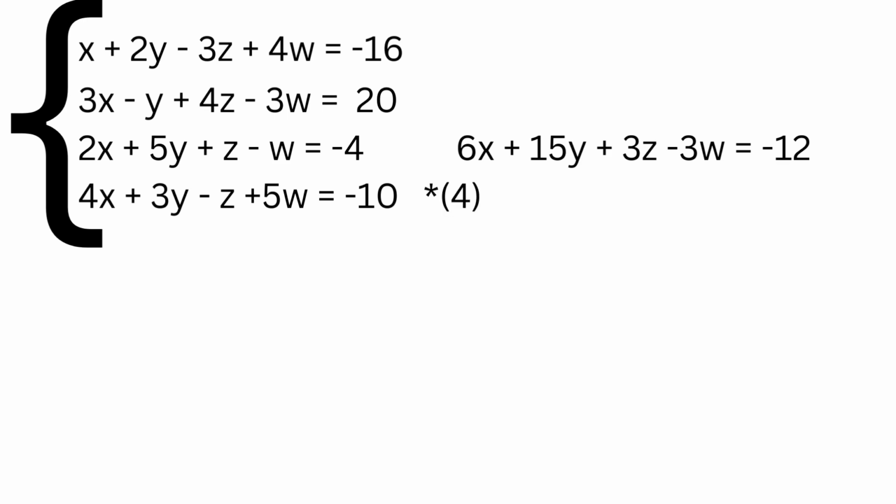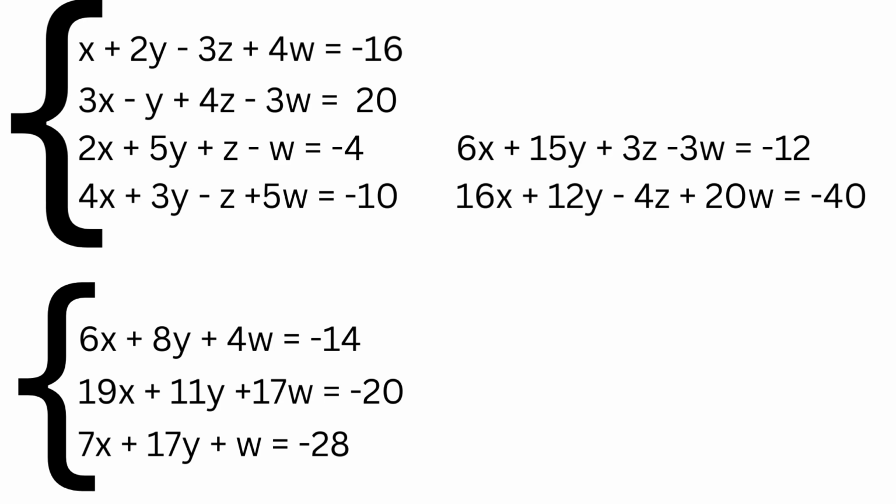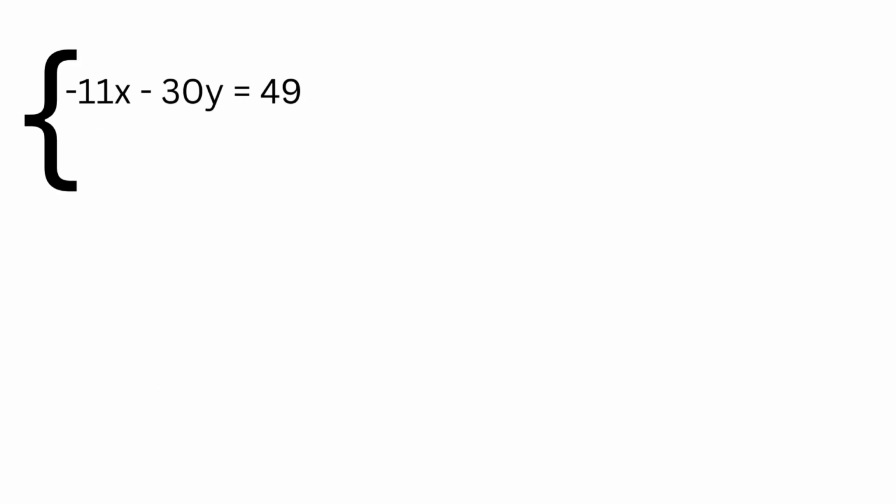And the fourth equation by 4 to get the following equation. Now, if we add the fourth with the third equation and we add the first 2 equations with the 2 equations that we calculated before, we will get the following system. Next, we multiply the third equation of the new system by -4. So it will be -28x minus 68y minus 4w equal 112. Now subtract this equation from the first one, the answer will be -11x minus 30y equal 49.